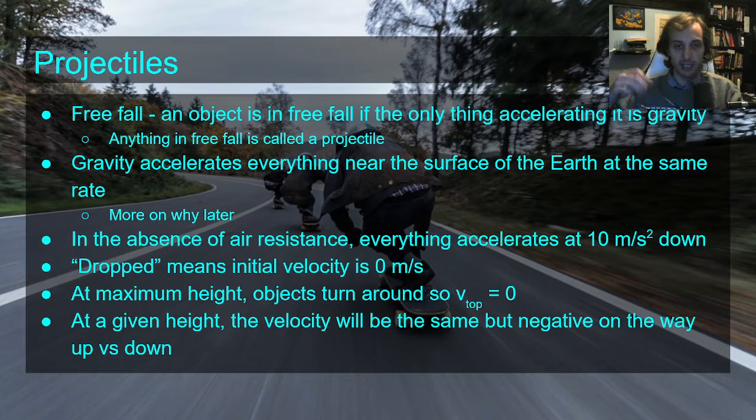Another thing that's interesting about this, and one of the worksheets actually asks you to prove it: at any given height, the velocity of the object will be the same but negative when you're going down versus going up. A way to conceptually prove this is that when you're watching something go up then down again, you can't tell if the video is being played forward or backwards, because the motion is completely symmetric.